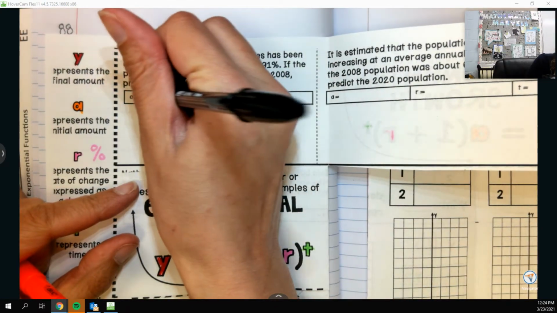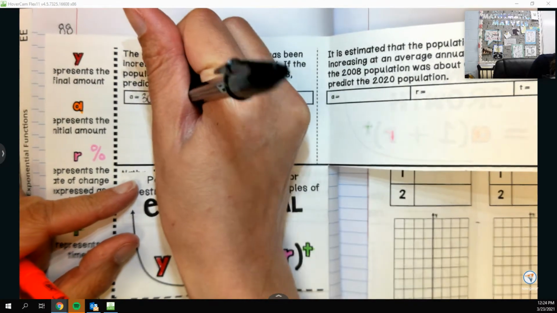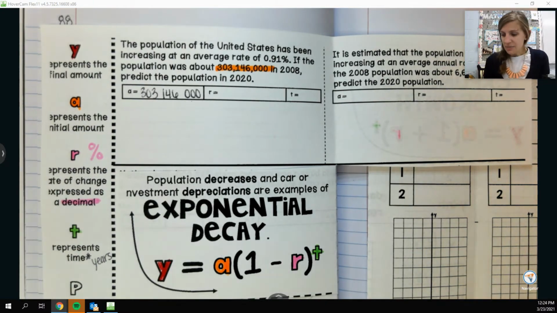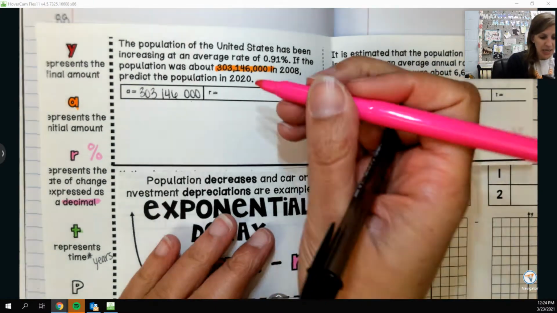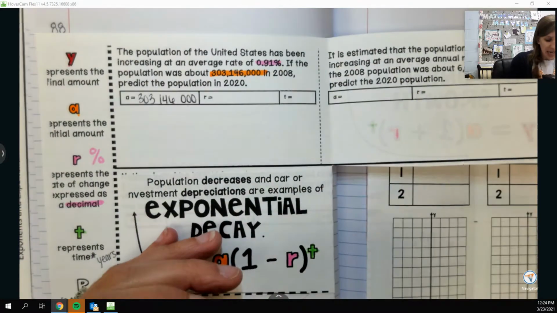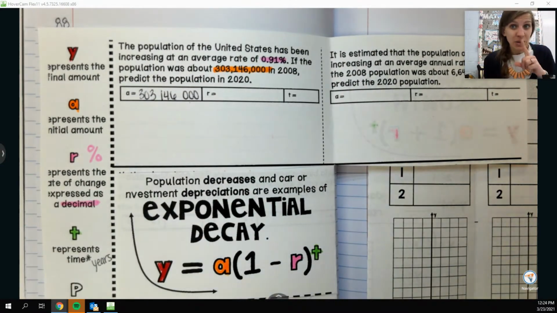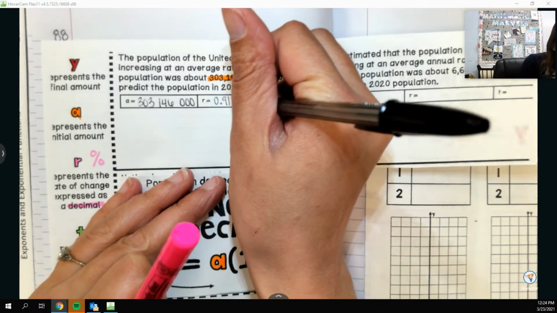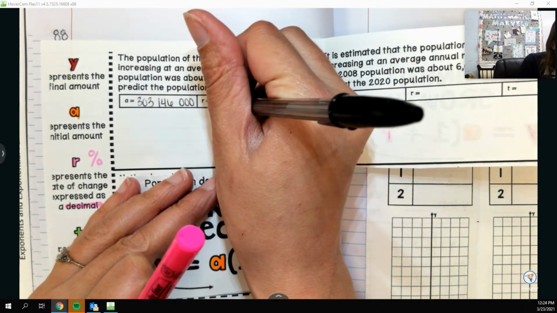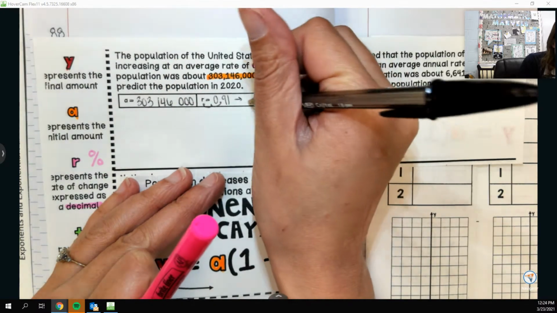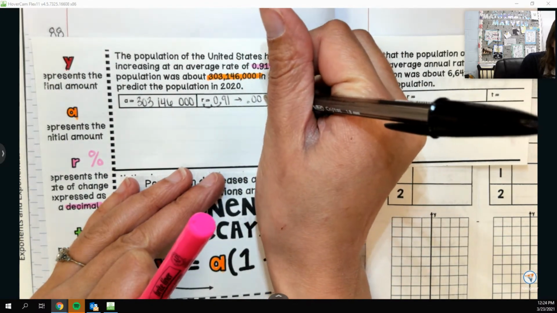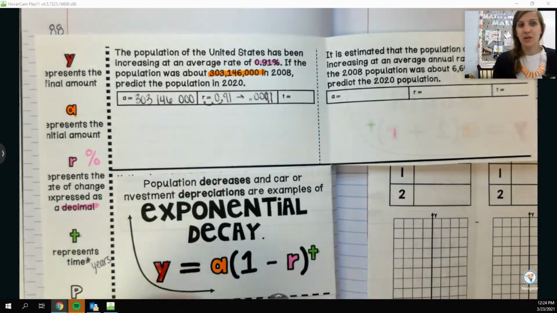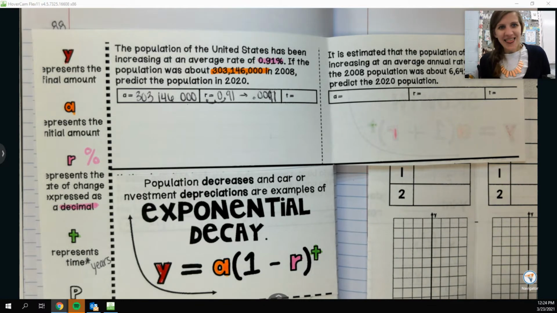So 303,146,000. R is my rate, which is a percentage that I need to change to a decimal, which I know is a little bit confusing in this case because it's already a decimal, but it's got the percentage symbol after it. So I do need to change it still by moving the decimal 2 times. So 0.0091. Sorry, one too many zeros.